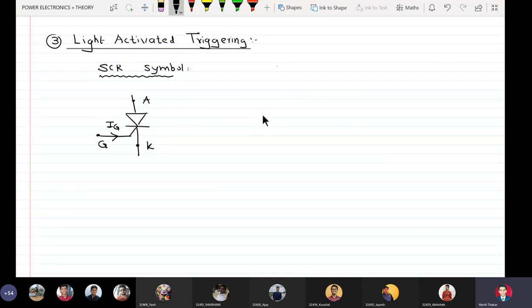Now instead of applying gate, what I do is that I fabricate the SCR in such a way that I intentionally make the gate region photosensitive or light sensitive. That leads to a special kind of SCR called LASCR, light activated SCR. The gate does not appear outside the device as a terminal, but it remains a light sensitive area.